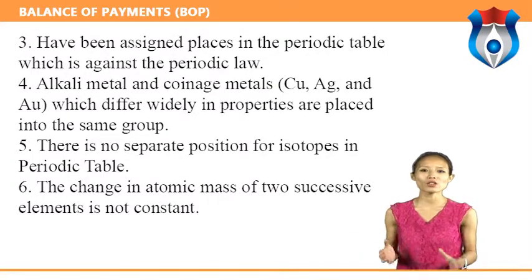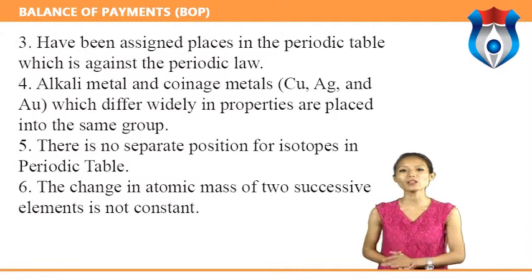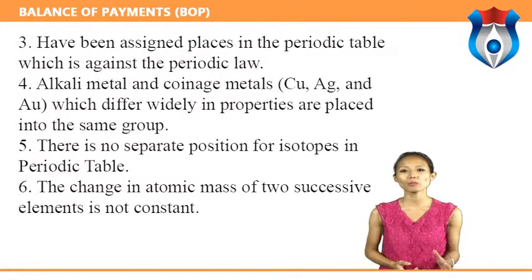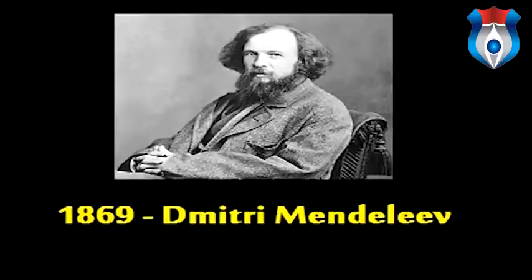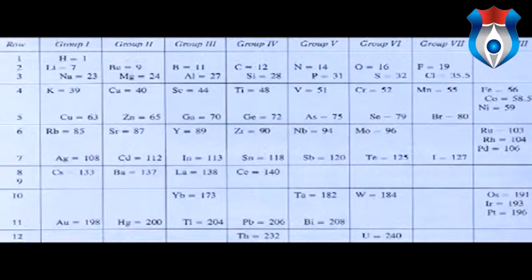The change in atomic mass of two successive elements is not constant. Hence, it is not possible to predict the number of missing elements by knowing the atomic masses of two known elements. In 1869, Dmitri Mendeleev could see that properties of elements vary periodically.